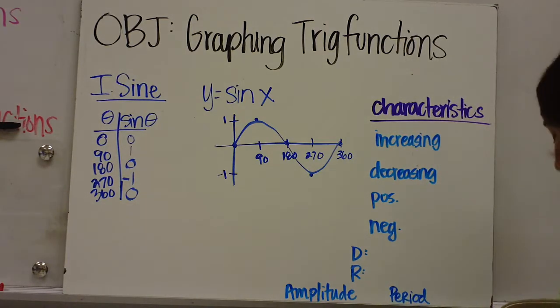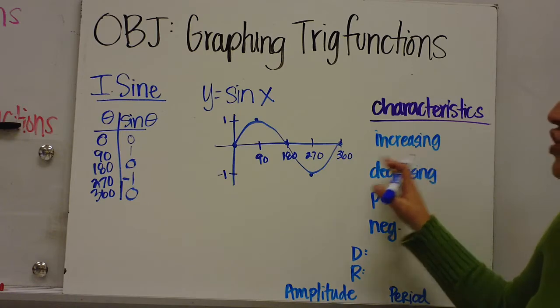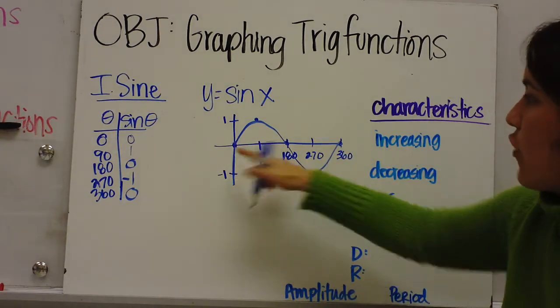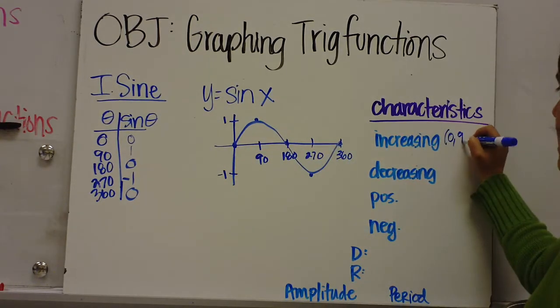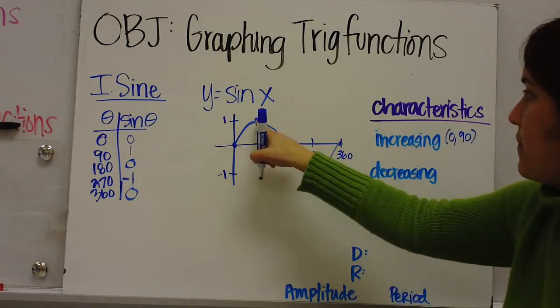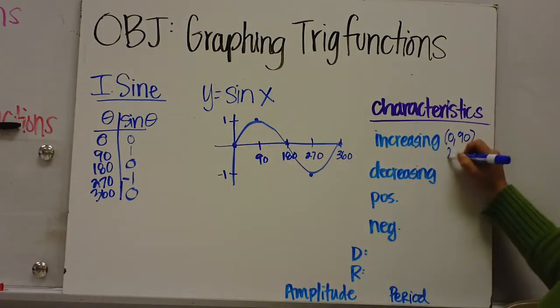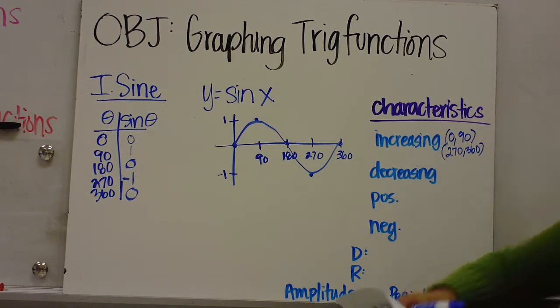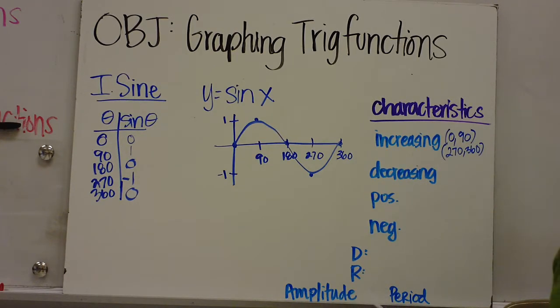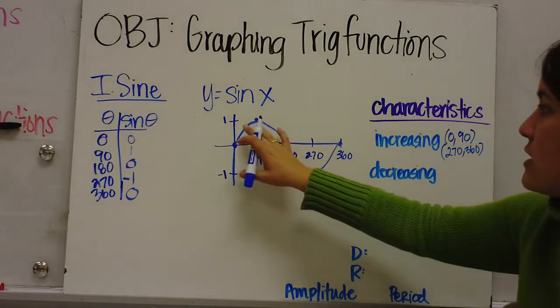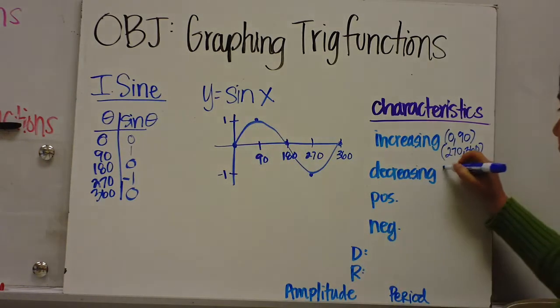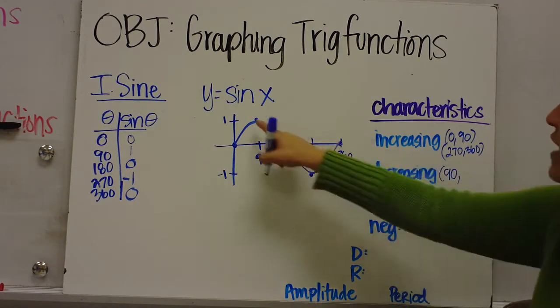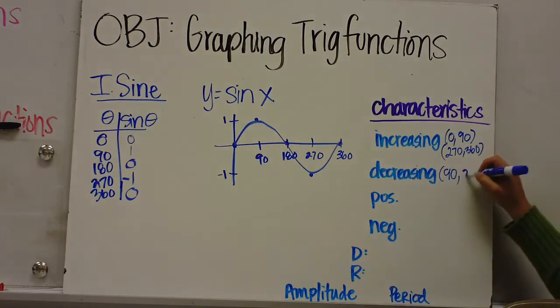So some characteristics about the sine function. It is increasing at certain intervals. From 0 to 90, it's increasing, and then from 270 to 360, it is also increasing. That's how we're going to denote the intervals of increase. The intervals of decrease start at 90, and it decreases all the way to 270.